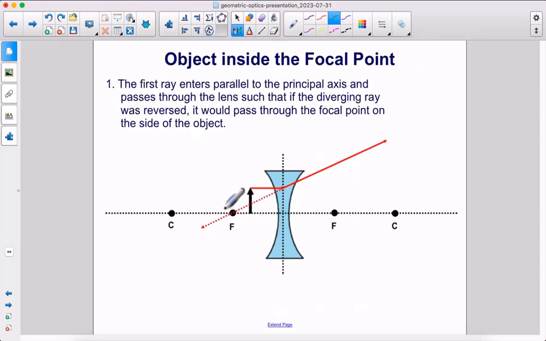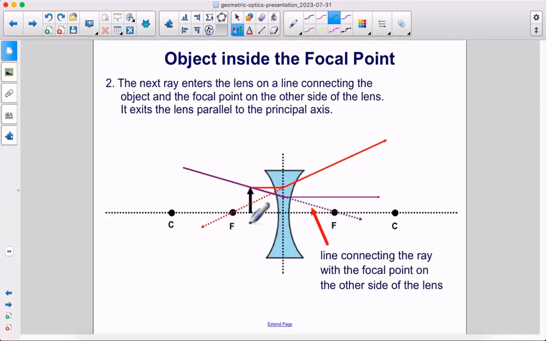Now we move the object in front of the focal point. So the first ray is going to go parallel to the principal axis, and then it's going to diverge. If you dash it back, it'll go through the focal point. So that's the same first ray as the other 2 scenarios. And just the same as before, we're going to aim at the far focal point, but as soon as the ray hits the lens, it will then go parallel.